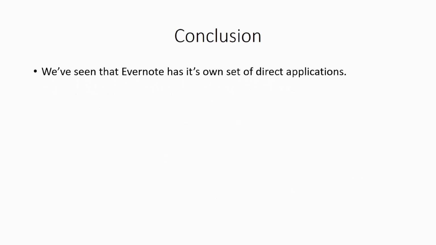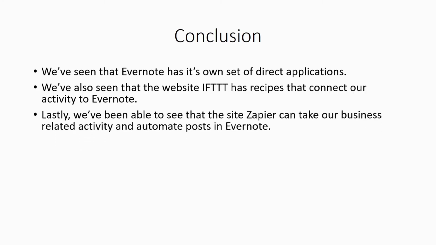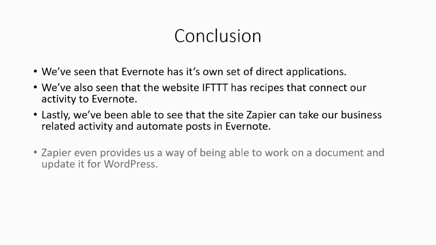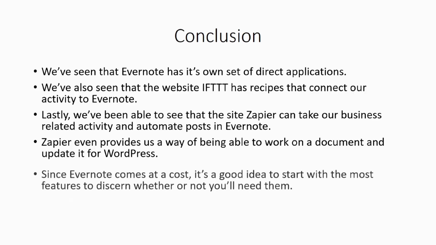And we've seen that Evernote has its own set of direct applications. We've also seen that the website IFTTT has recipes that connect our activity to Evernote. And lastly, we've been able to see that the site Zapier can take our business-related activity and automate posts in Evernote. Zapier even provides us a way of being able to work on a document and update it in WordPress.